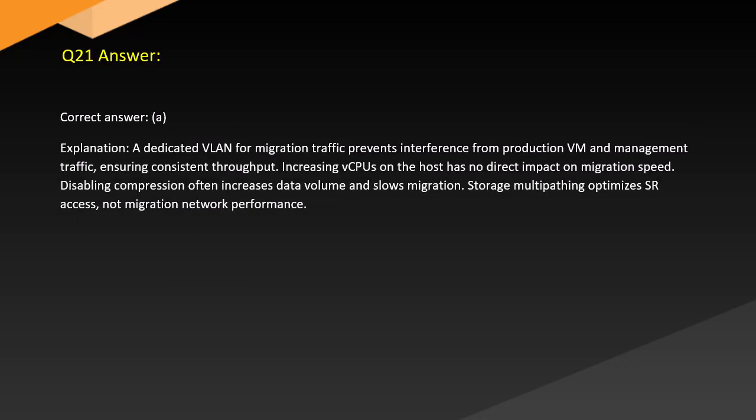Answer. Correct answer, A. Explanation. A dedicated VLAN for migration traffic prevents interference from production VM and management traffic, ensuring consistent throughput. Increasing vCPUs on the host has no direct impact on migration speed. Disabling compression often increases data volume and slows migration. Storage multipathing optimizes SR access, not migration network performance.